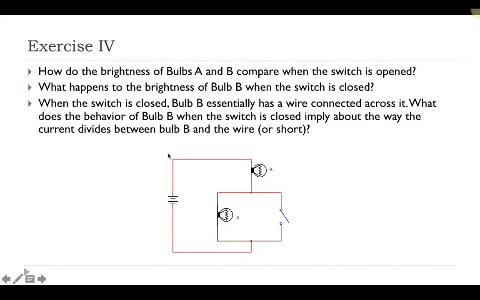Now let's look at something that's a little bit more complicated. So here I have a light bulb that is connected to another light bulb, but then there's also a switch in this circuit. And so we want to know how the brightness of bulbs A and B compare when the switch is opened, and then what happens to the brightness of B when the switch is closed. When the switch is closed, bulb B essentially has a wire connected across it. What does this behavior of bulb B when the switch is closed imply about the way current divides? So let's take a look at that.